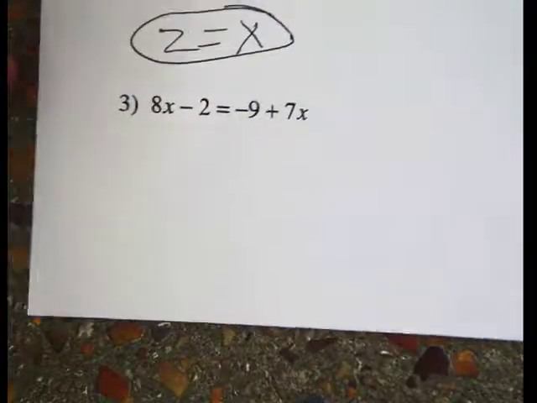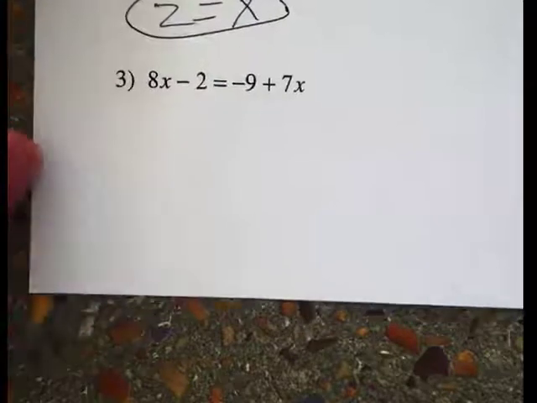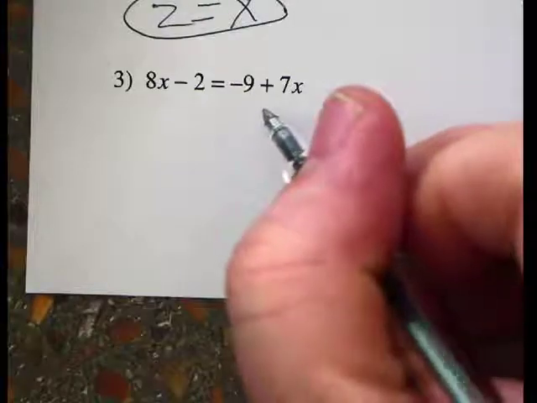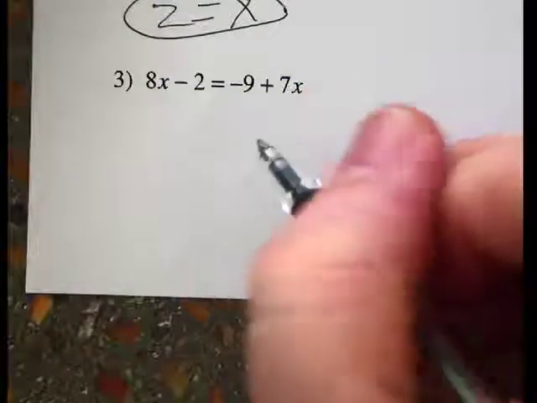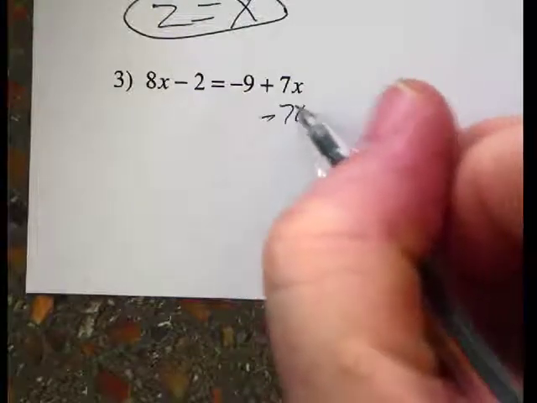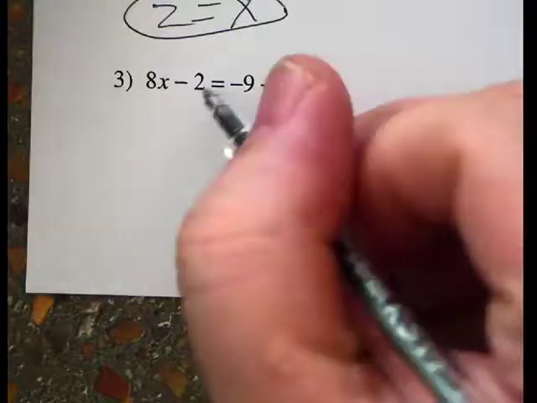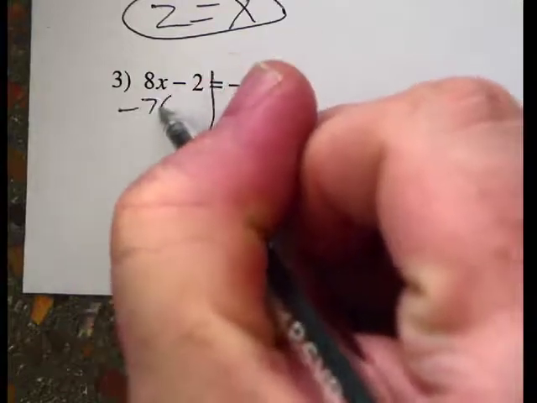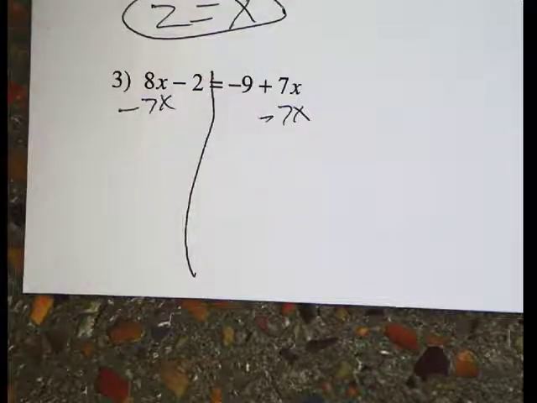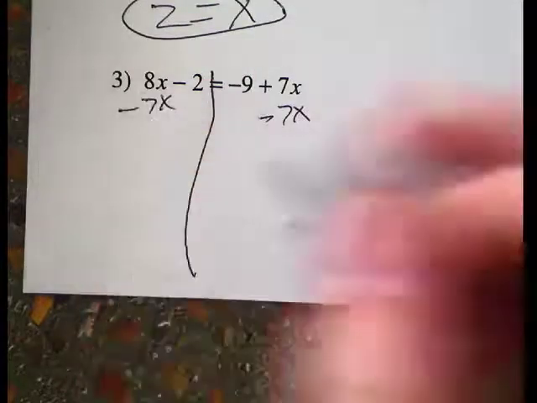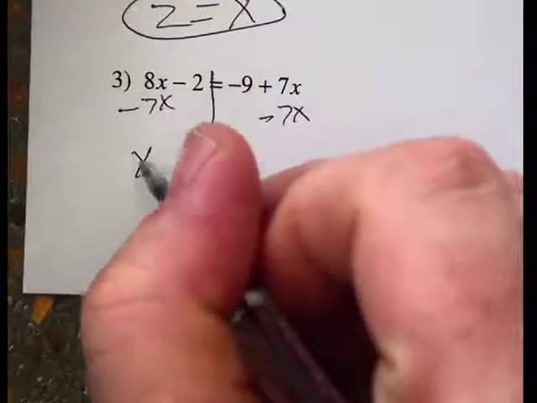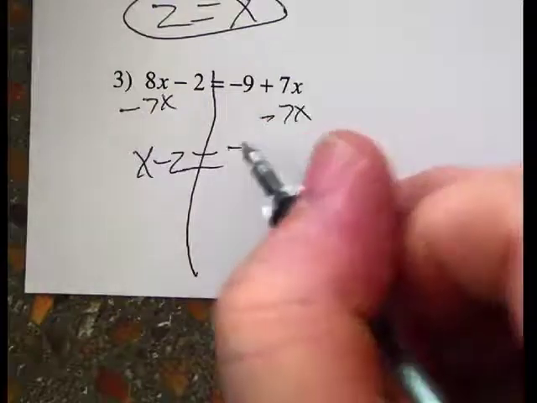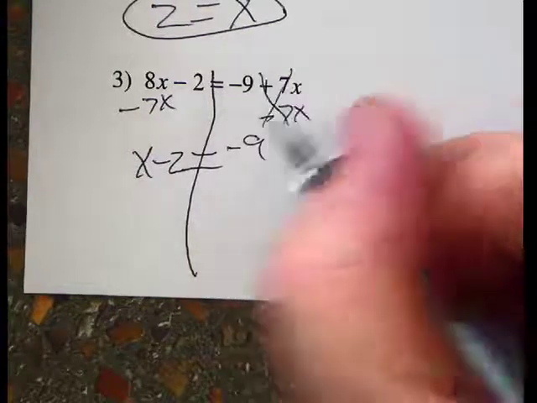Okay, number 3. I have x's on both sides. I don't want that, so I only want x's on the left. So we're just going to subtract 7x over here and get rid of the x's over there. But like a scale, we got to do the same thing to both sides. That's the only way we can keep it balanced. 8x's, take away 7x's, leaves us with just 1x.